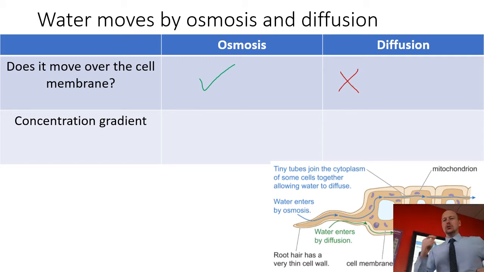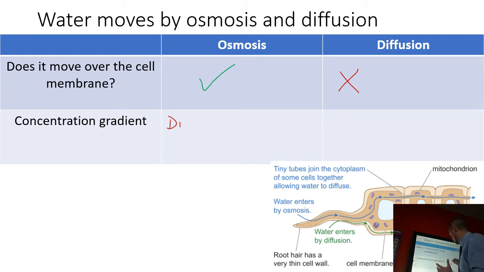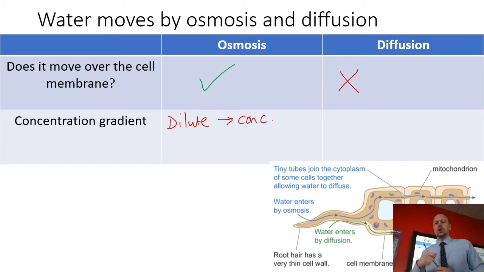You need to use the right language when you're talking about osmosis and diffusion. So osmosis, water moves from a dilute solution into a concentrated solution, but diffusion, things move from a high concentration to a low concentration. So just make sure you're using that language.